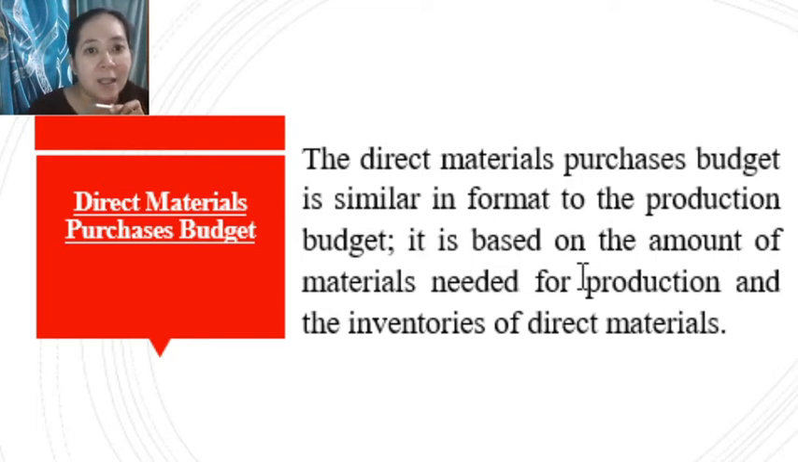Here it is based on the amount of materials needed for production, as well as the inventories of direct materials. So here we will also consider the number of materials to be used for the production during the period, and any beginning or ending inventories of our direct materials. That's why we consider it as having the same format as that of the production budget.